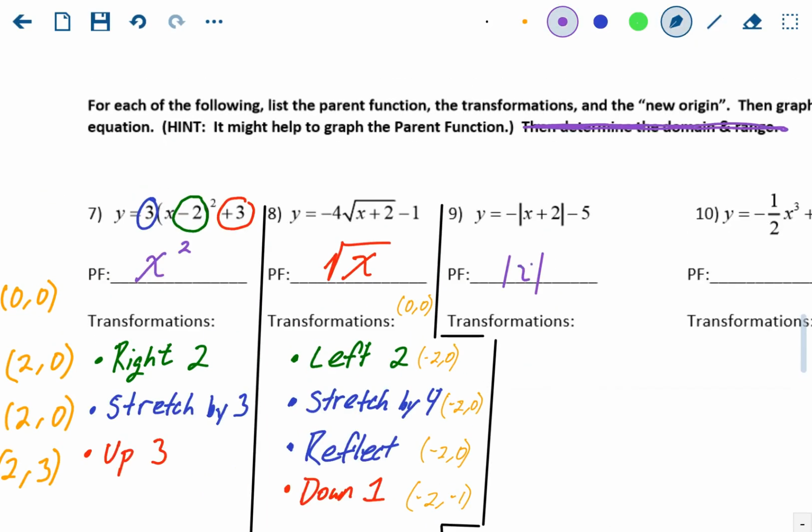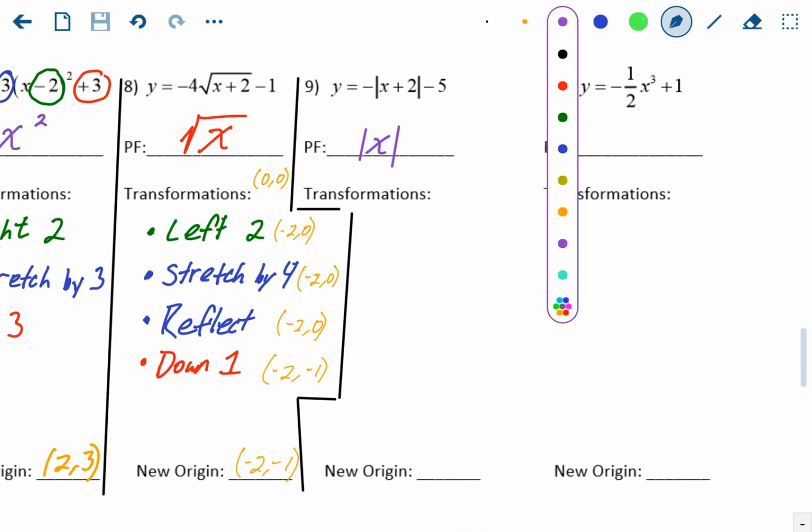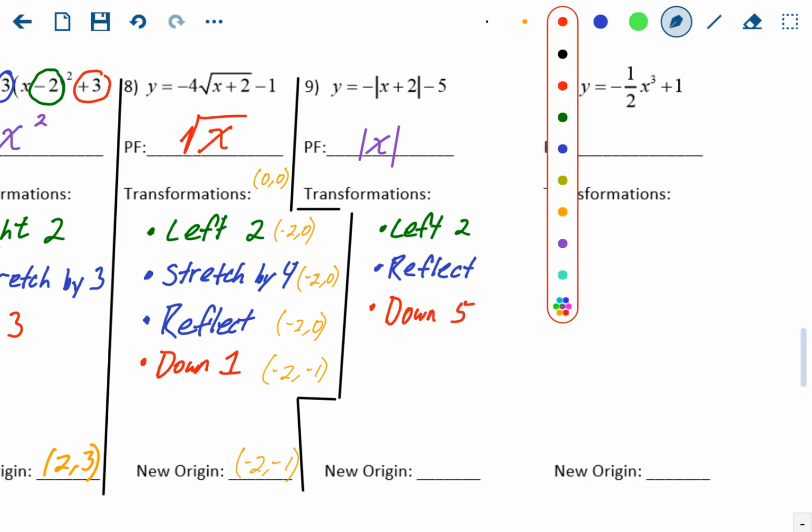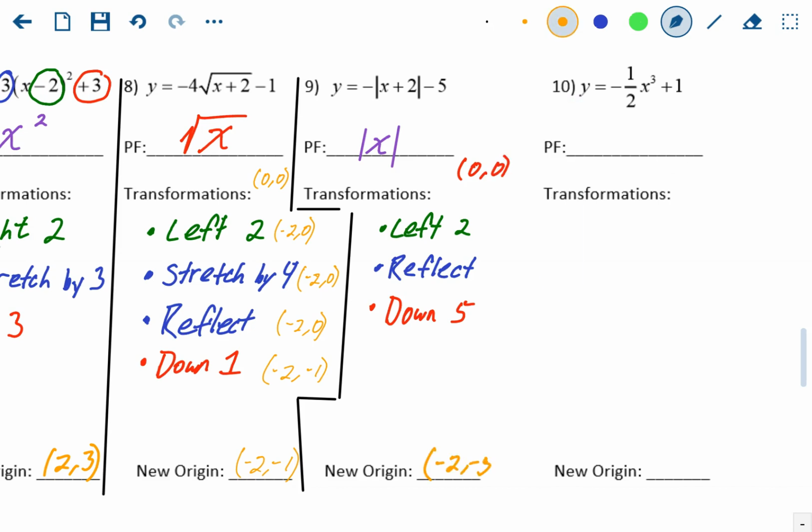Alright, this next one, parent function is absolute value. Okay, so absolute value of x is the starting point. Current origin is at 0, 0. Plus 2 inside the bars, inside the function, moves it left 2. The minus on the outside reflects it over the x-axis, and then minus 5 at the end moves us down 5 units. Where's our new origin? Well, it starts at 0, 0, left 2, down 5, negative 2, negative 5.